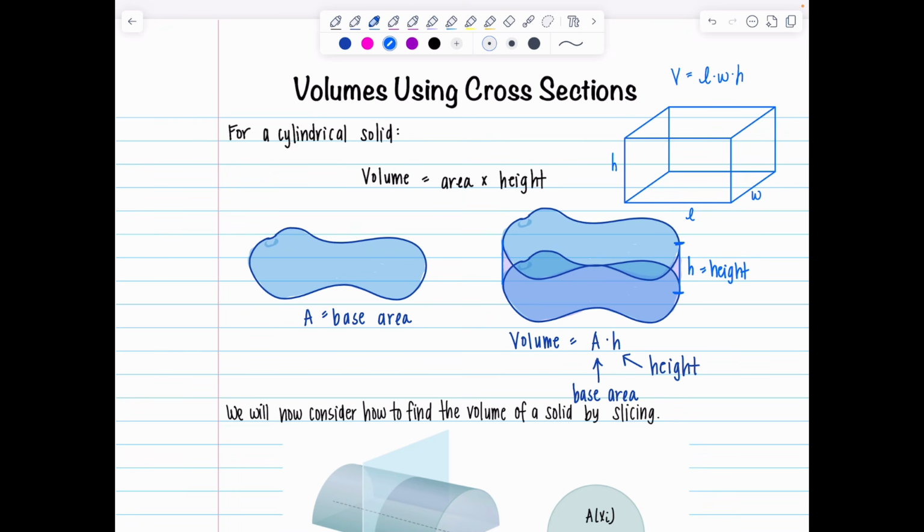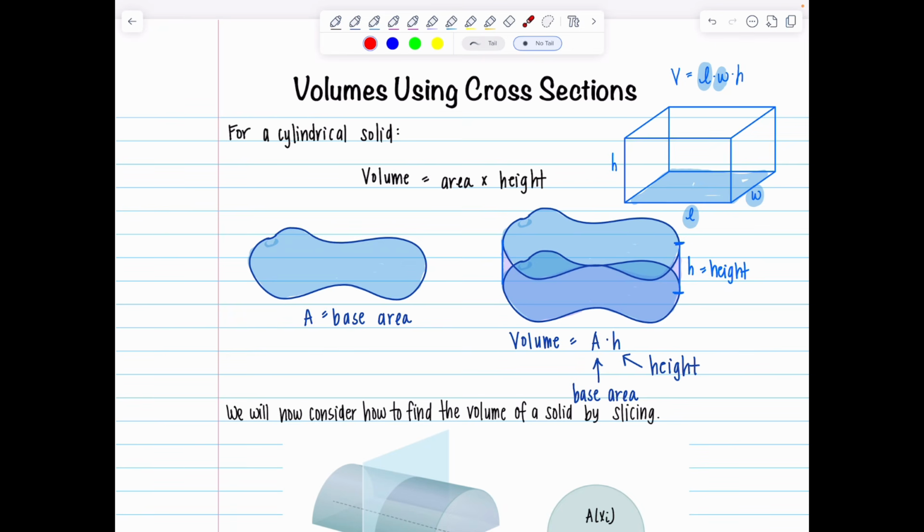Now, what is length times width, though? Length times width would give you the area of the base. So if you have some sort of 3D solid and the base isn't necessarily a rectangle, we can generalize this formula. Length times width is area of the base times the height. So if you've got some wiggly looking thing, just compute it in the same way.